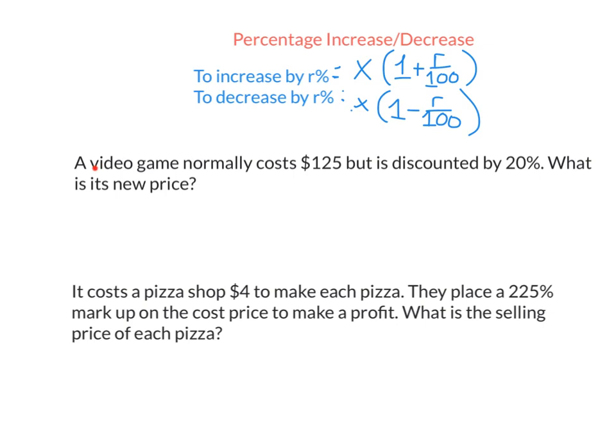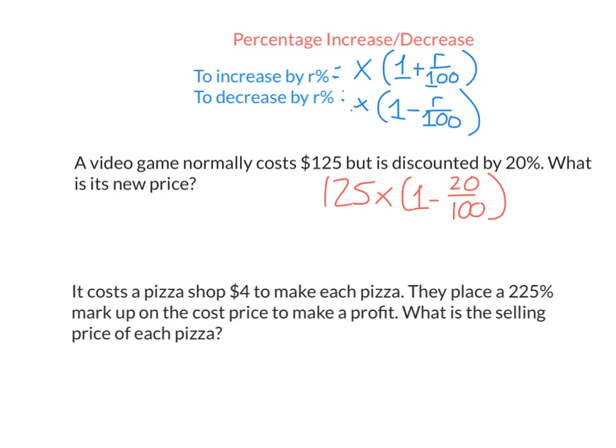So let's illustrate this in this example here. Video game normally $125, discounted by 20%. What is its new price? So we are decreasing 125 by 20%. So we take our amount and we times by 1 minus 20 over 100. See, what we're essentially doing here is we're finding 80% of 125. 1 minus 20 over 100 is 0.8 or 80%.